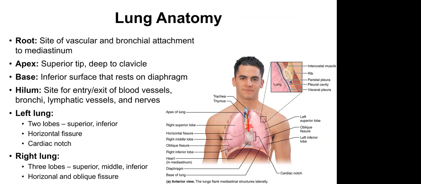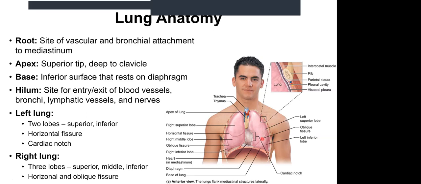Next, talking about the two different lungs, the left lung actually only has two lobes, so it has a superior and an inferior lobe. It has the oblique fissure. So I don't know why that says horizontal, but that's a note to self that should say oblique.